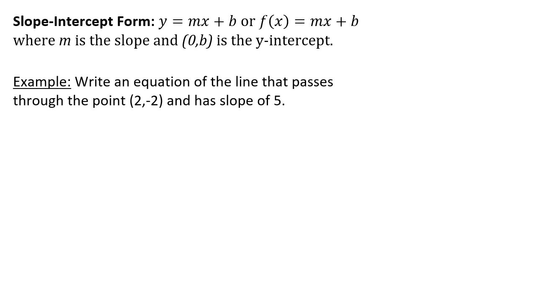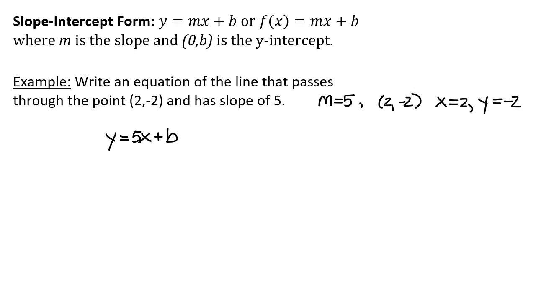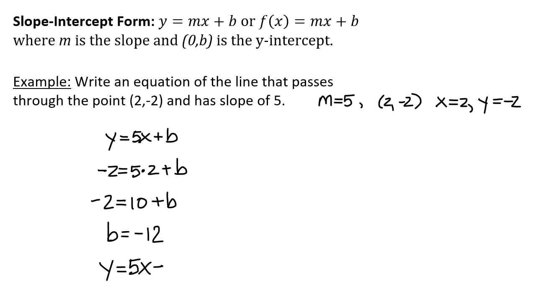I have a bit of a problem because that is not the y-intercept, but I do know that y equals 5x plus b because the slope is 5. So I know that m equals 5. But I also know, when I'm given the point (2, -2), that when x equals 2, y equals -2, so I can substitute that. -2 equals 5 times 2 plus b, and I can actually find b in this way. So I have -2 equals 10 plus b. b then would equal -12. So my equation of my line is y equals 5x minus 12.